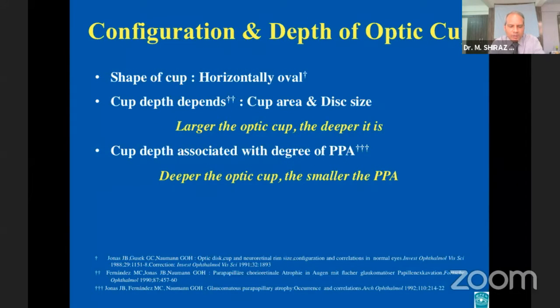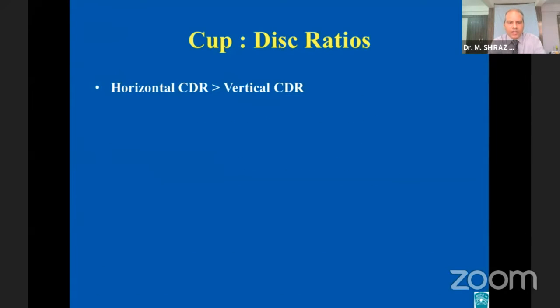In normal eyes, the shape of the optic cup is horizontally oval, the horizontal diameter being about 8% larger than the vertical diameter. It has also been found that the larger the optic cup, the deeper it is, and the deeper the optic cup, the smaller is the parapapillary atrophy. Because of the vertically oval form of the optic disc and horizontally oval form of the optic cup, the cup disc ratios are significantly larger horizontally than vertically.